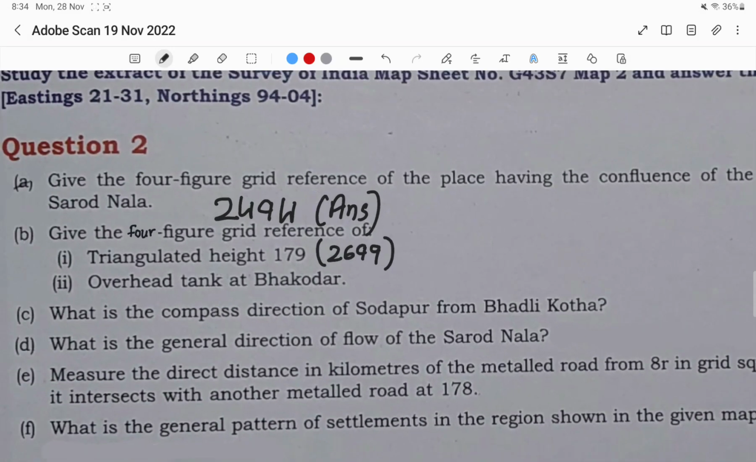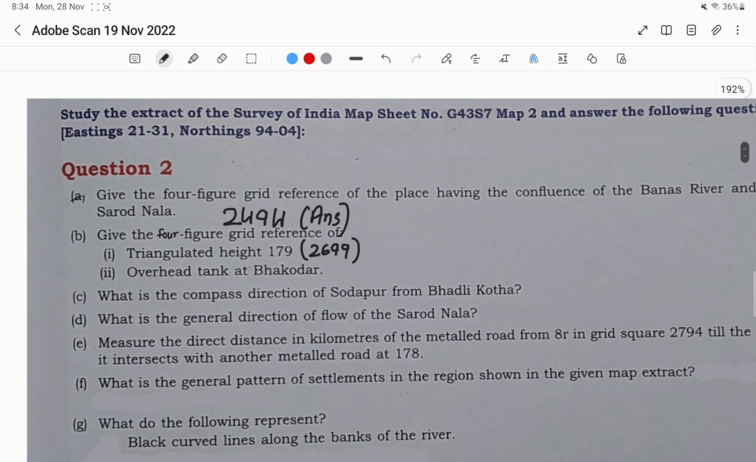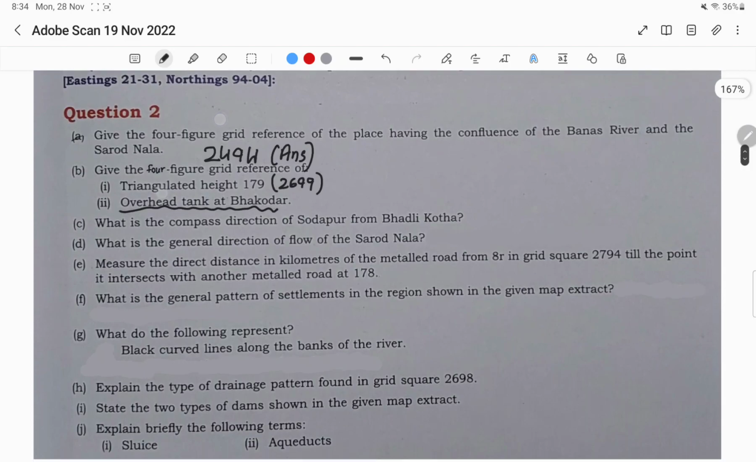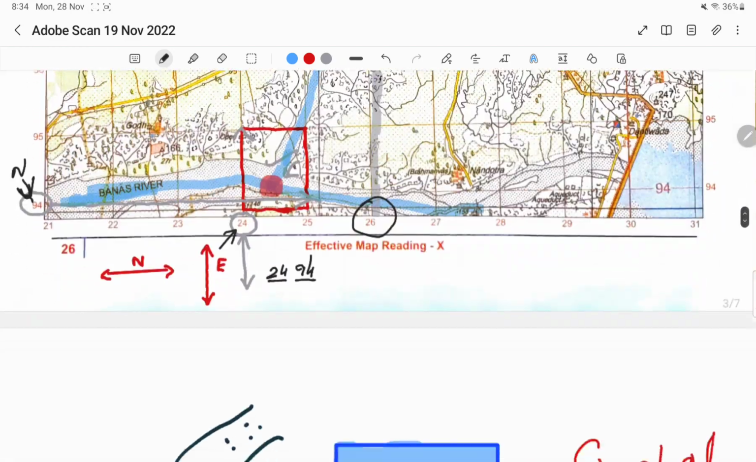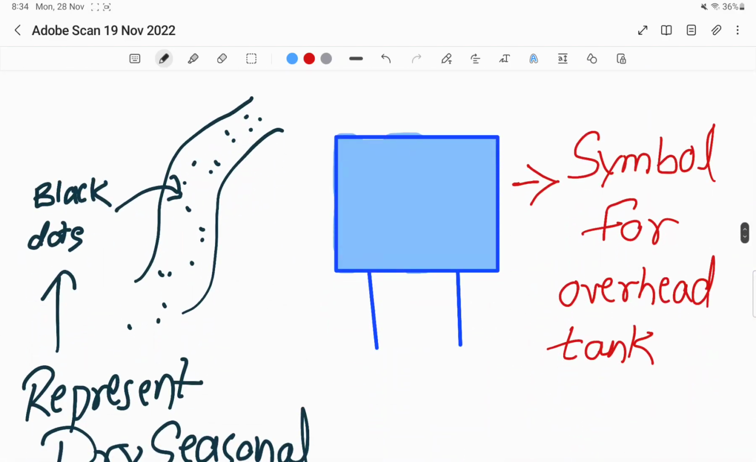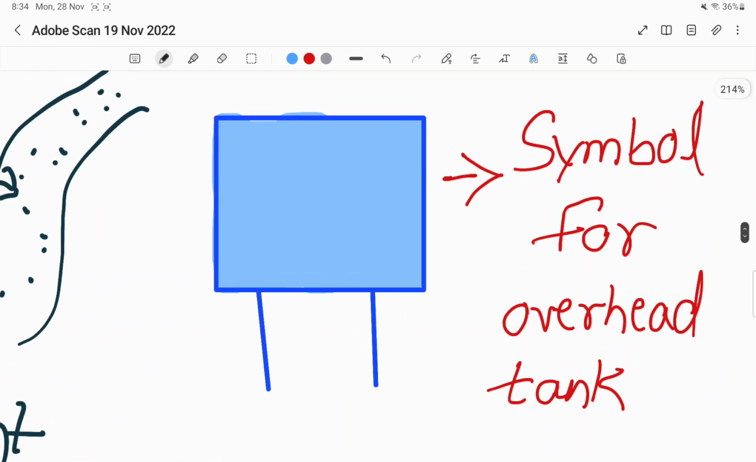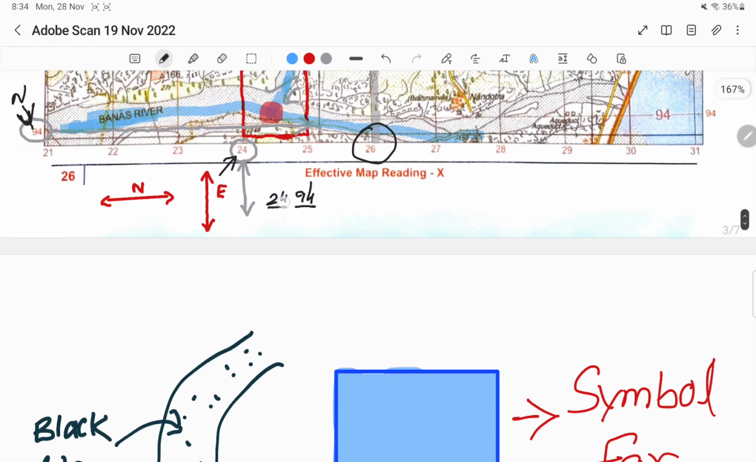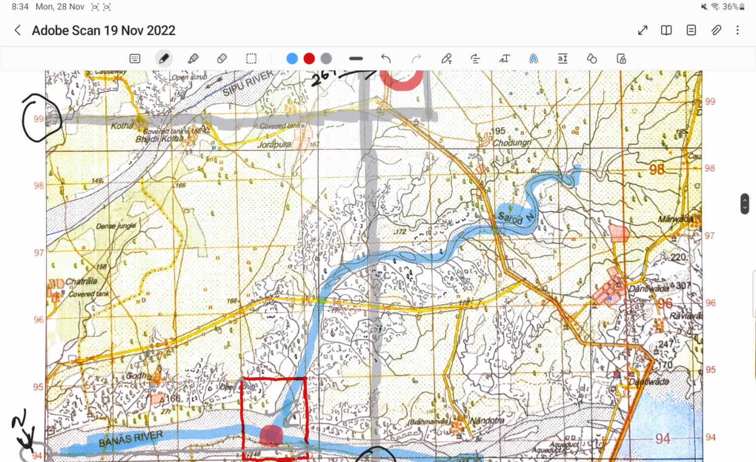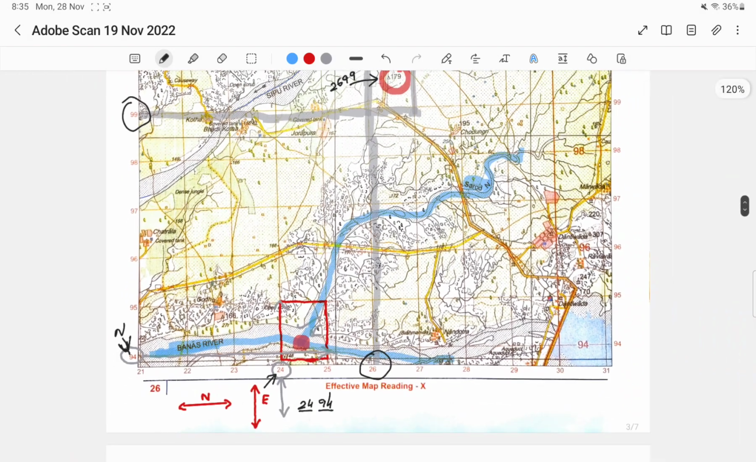Now the next question is the overhead tank at Bhakodar. So let's search for it. Where is the overhead tank? Before searching, you must be very clear about the symbol which we use in the topo sheet for the overhead tank. So this is the particular symbol which we use for the overhead tank. This is what we are going to search for in this topo sheet. Alright, so the overhead tank at Bhakodar. Let's search for it.